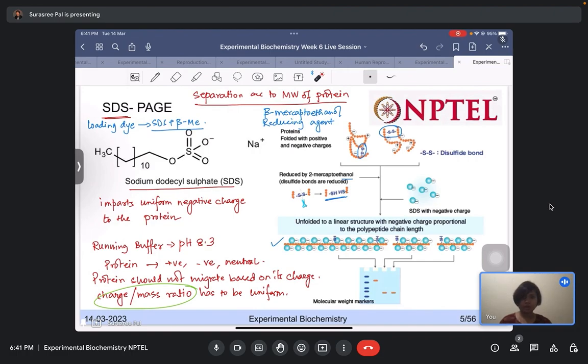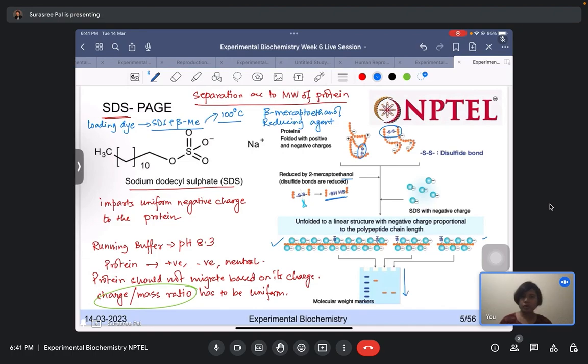To denature the protein samples in this way, we also heat the sample at 100 degrees centigrade, or boil the sample. So we take the protein sample with the loading dye, SDS and beta mercaptoethanol, and boil it at 95 to 100 degrees centigrade. At this temperature, the protein first loses its structure, so it becomes linear. Then the disulfide bonds are also broken by the beta mercaptoethanol, and the SDS imparts uniform negative charge on this linear polypeptide molecule. Now they are ready to be run on this gel.